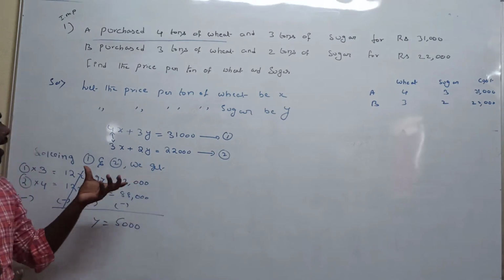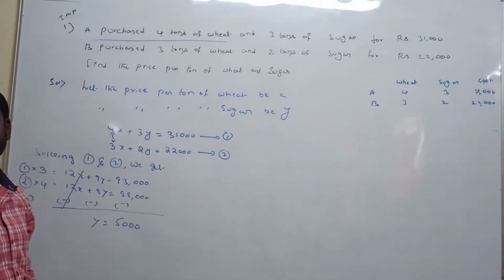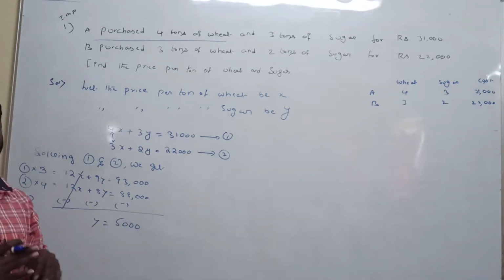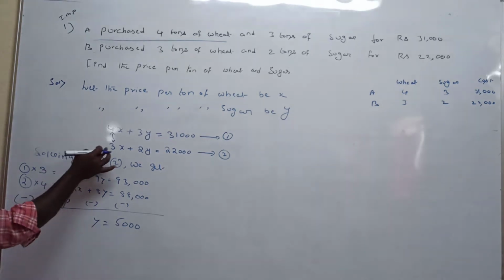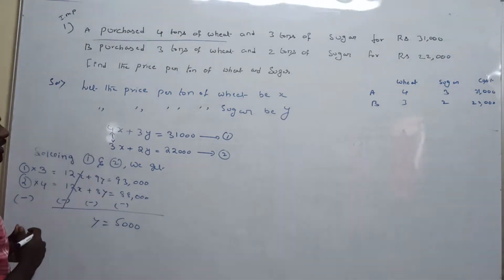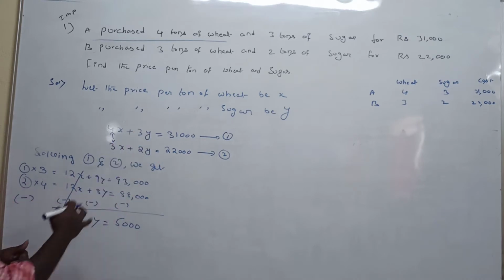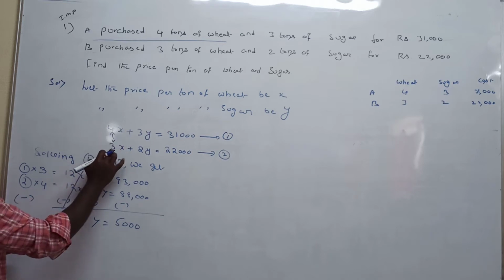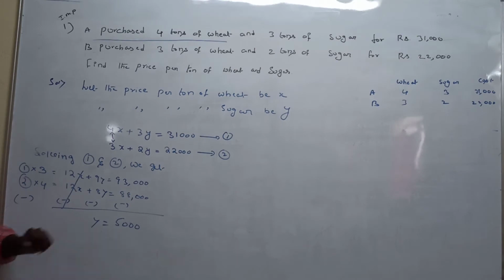We are applying the elimination method. You know, we can apply the elimination method, substitution method, or cross multiplication method, but I am only applying the elimination method. Any method we apply, we get the same answer. Whenever the x coefficients or y coefficients are equal, elimination is possible. Here the x coefficients are different, so equation 1 is multiplied by 3 and equation 2 is multiplied by 4, interchanging and multiplying. Finally, we get y is equal to 5,000.